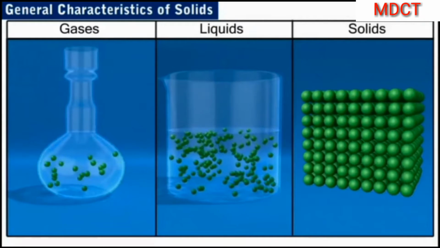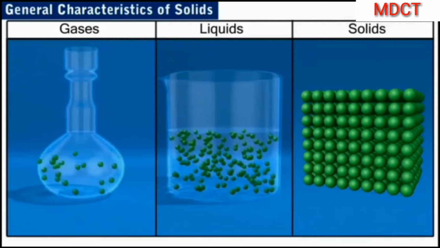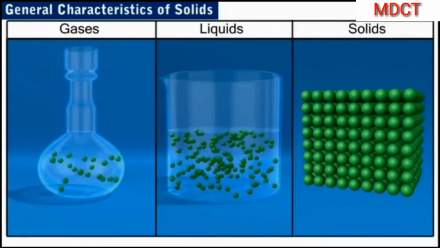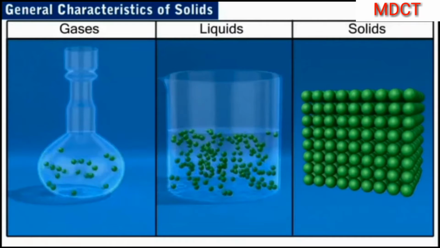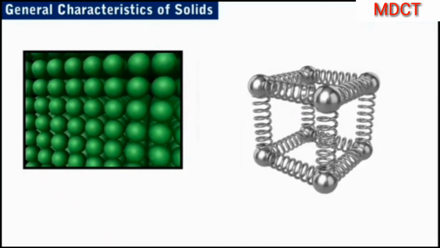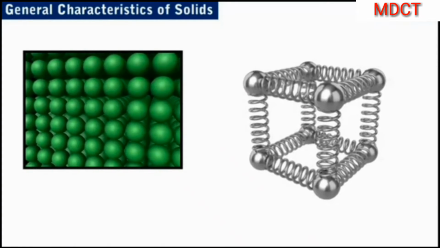As a consequence, they can translate randomly, rotate, and vibrate. Gases and liquids thus have the ability to flow and take shape of their container. On the other hand, the constituent particles in solids are held together by strong forces of attraction. In other words, the constituent particles are closely packed. However, these particles can still vibrate about their fixed mean positions.